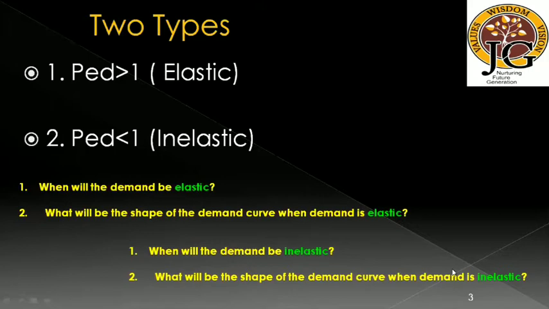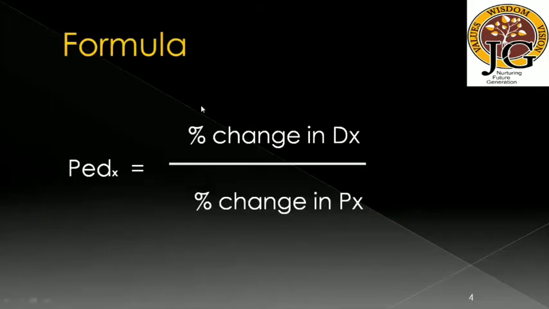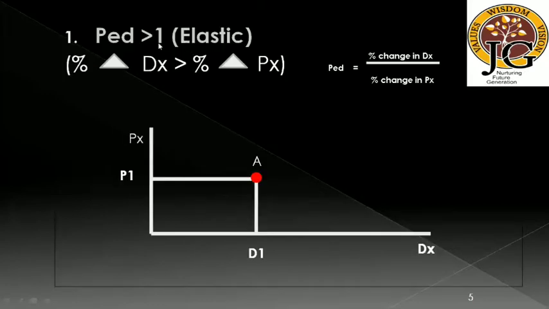Now, before we answer those questions, first we will have a look at the formula of price elasticity of demand. Now, price elasticity of demand is nothing but the percentage change in the demand for the product upon the percentage change in the price. Let us try to understand the first type of price elasticity, that is price elasticity of demand greater than 1 or elastic demand.